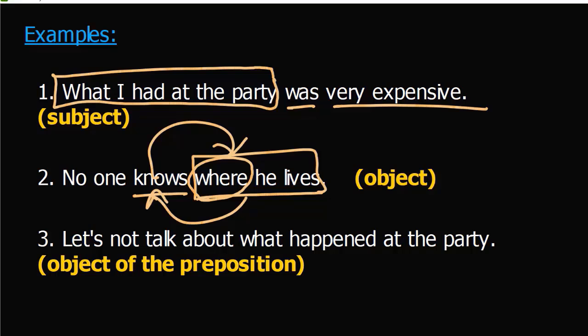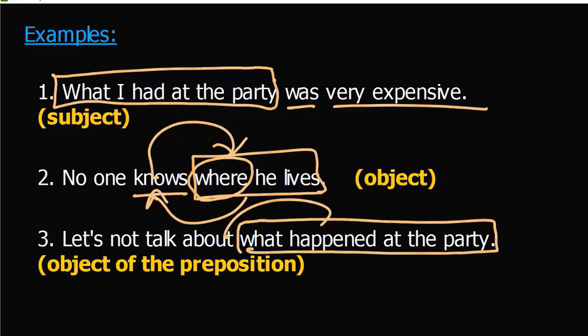Let's not talk about what happened at the party. Talk about what? So what happened at the party is working as the object of the preposition about. So it's working as the object of the preposition.